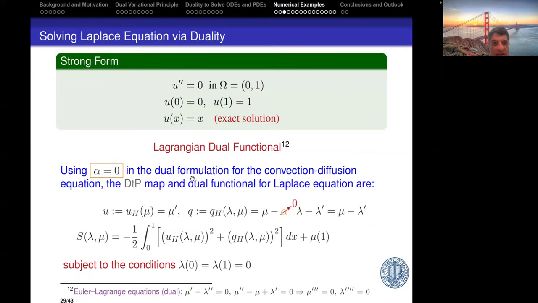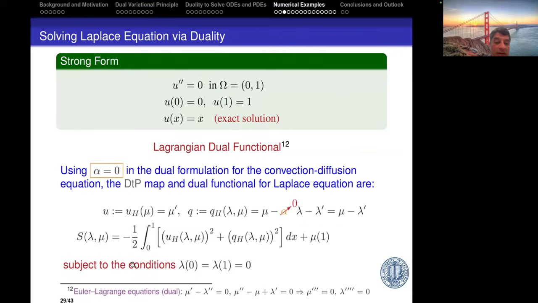because the derivation is exactly the same, because the problem is the same. I've just dropped the alpha. I've said alpha is equal to 0. So the map is mu prime and q is mu minus, so this is 0, minus lambda prime, which is mu minus lambda prime. So the form of S is identical to before. And now you're subject to these conditions that lambda must be 0 at x equals 0 and must be 0 at x equals 1. And this is what I have.